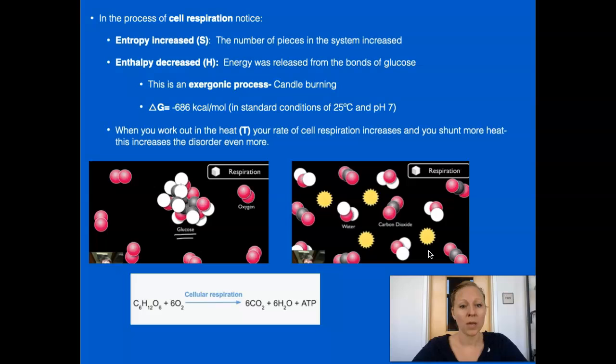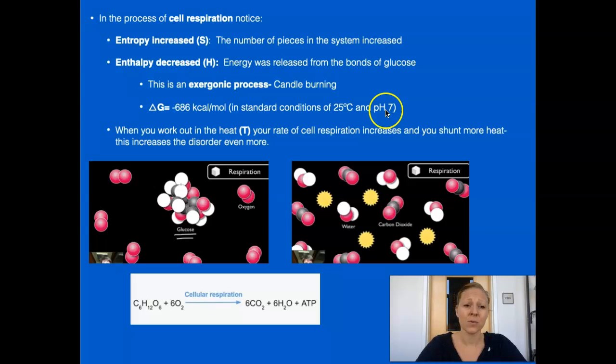Enthalpy has been released from the bonds of glucose. And so therefore, this is an exergonic process. This is going to be an exothermic process, which you can feel on your forehead, that the heat is being released as we break down sugar. Because we have an increase of entropy and a release of enthalpy, this is an exergonic process. It'll be negative G. The delta G is negative 686 kilocalories per mole in a standard condition of 25 degrees Celsius and a pH of 7.